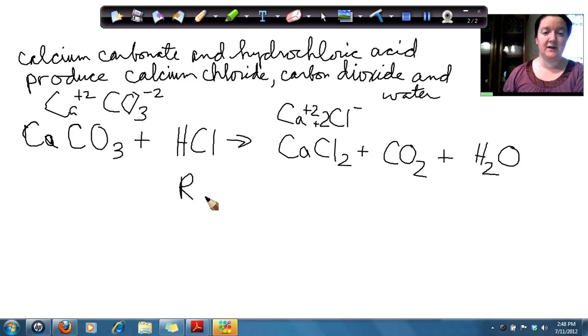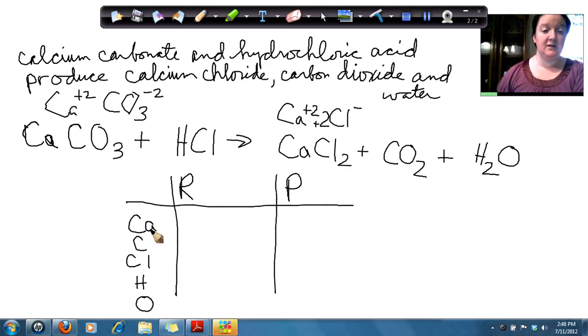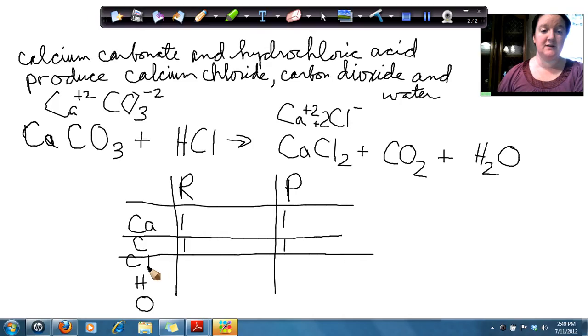So if we look at our reactants and at our products, we have calcium, we have carbon, we have chlorine, we have hydrogen, we have oxygen. Remember, you want to have each atom separately. If I look at calcium, I have 1 calcium atom on that side, I have 1 on that side. Great, those are balanced. Now let's look at our carbons. Here we have 1 carbon, here we have 1 carbon in carbon dioxide. Great, those are balanced.